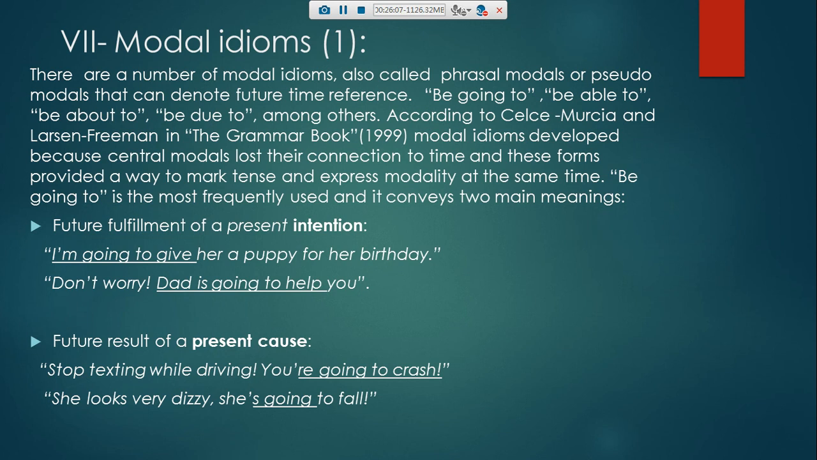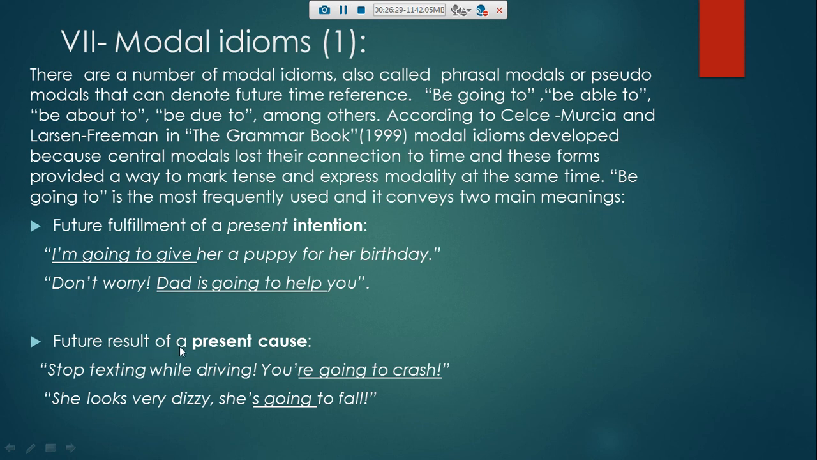Be going to is the most frequently used, and it conveys two main meanings, which I think you have seen in the cursillo de nivelación. Future fulfillment of present intention. I'm going to give her a puppy for her birthday. Or don't worry, Dad is going to help you.